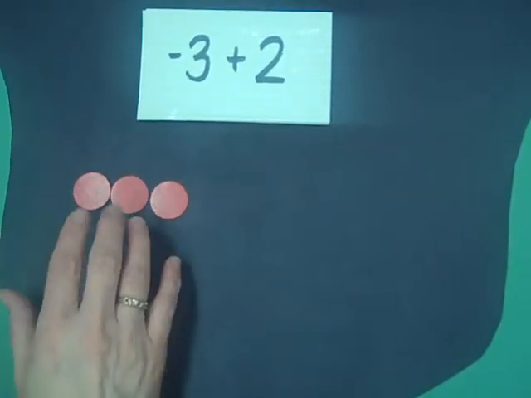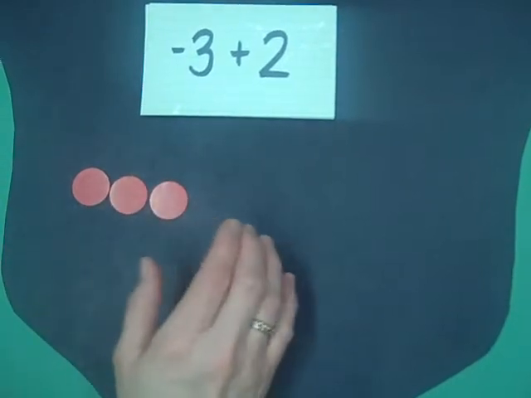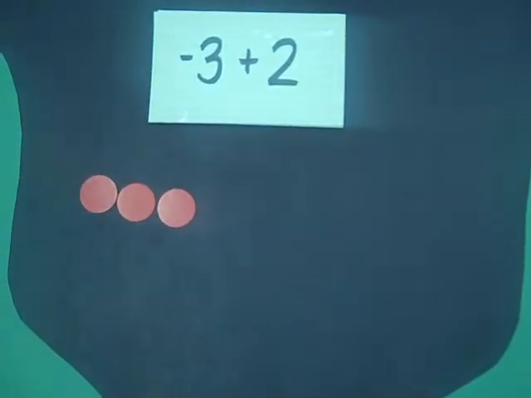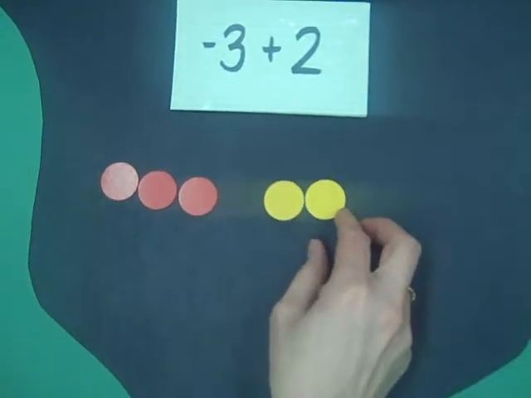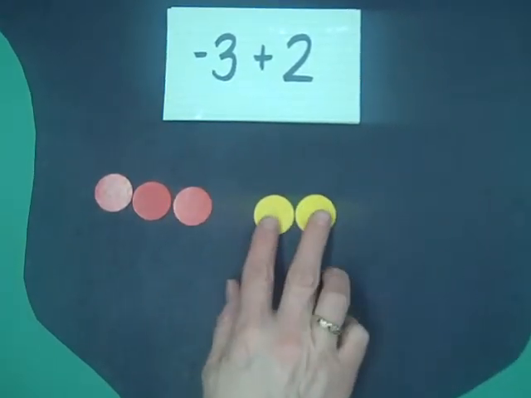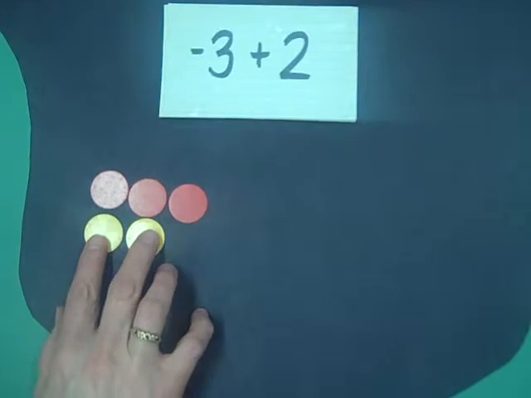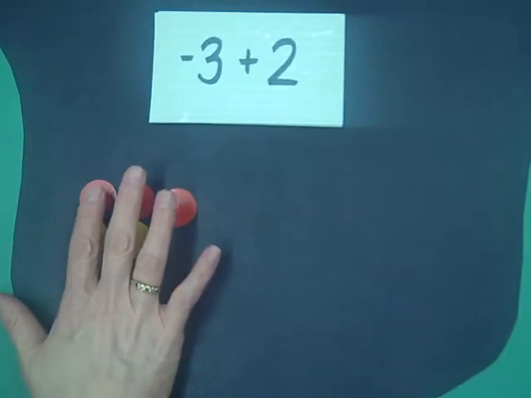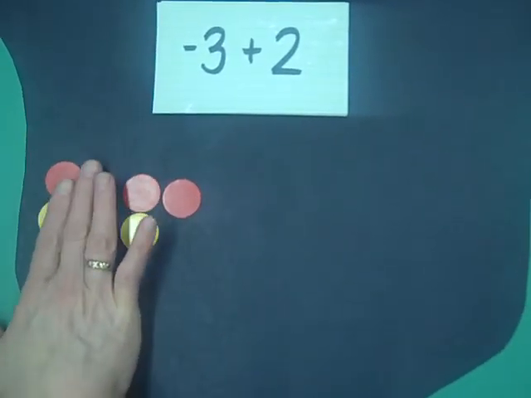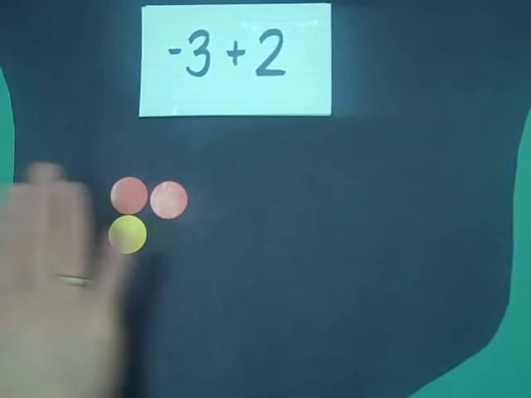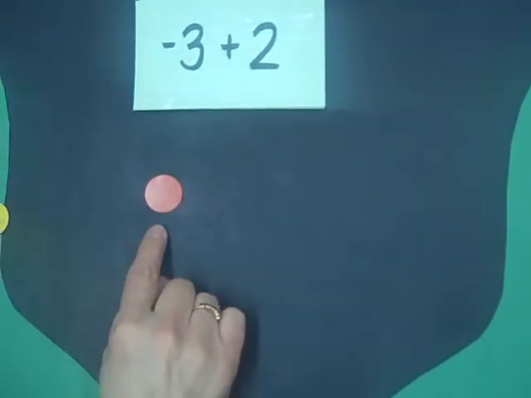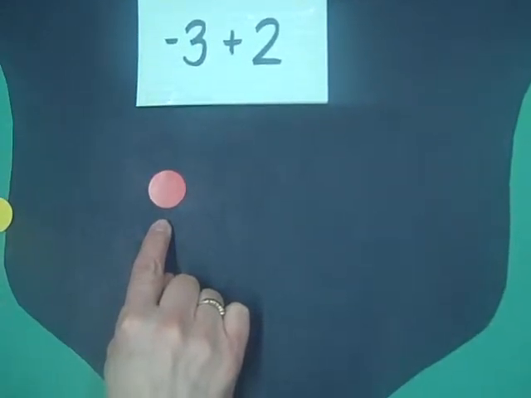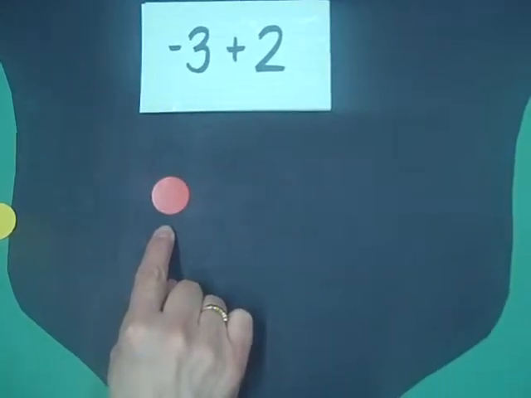In this one I have minus 3 and I'm adding 2. Now that 2 is going to be positive. And if I want to slip it underneath here, this is a plus and a minus, that equals 0. Another plus and minus equals 0. I'm left with a negative 1 as my result.